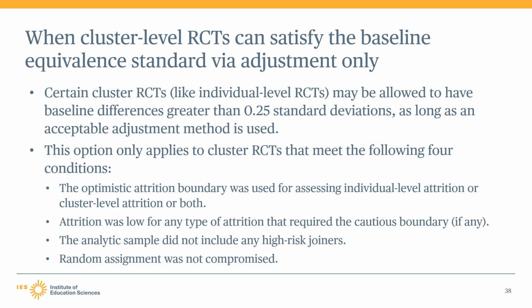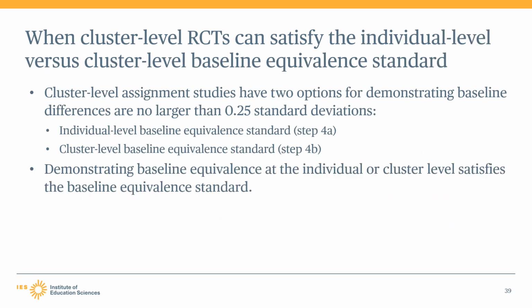Again, if all 4 of these conditions are met, then cluster RCTs are allowed to have baseline differences greater than 0.25 standard deviations, as long as an acceptable adjustment method is used. The WWC applies 2 versions of the baseline equivalence standard in cluster-level assignment studies. This includes the individual-level baseline equivalence standard, or Step 4A in the review process, and the cluster-level baseline equivalence standard, or Step 4B. Demonstrating baseline equivalence at the individual or cluster level satisfies the standard.